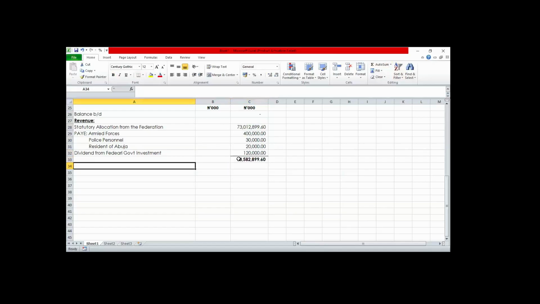Now, any expenditure? Yes. What are the expenditures? Remuneration of statutory officers. How much? 13,800,000. 13 million.